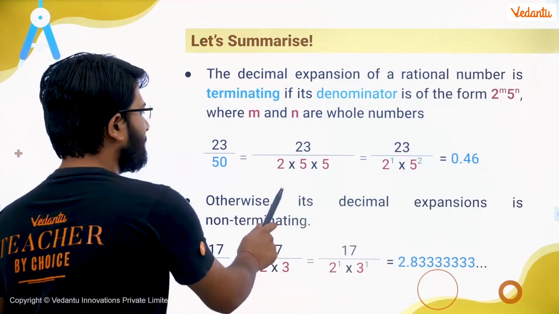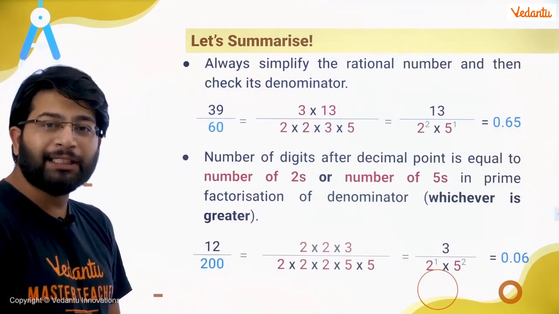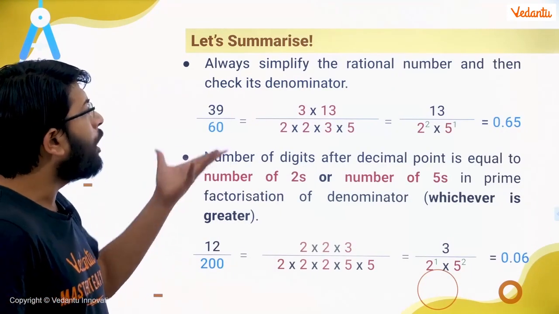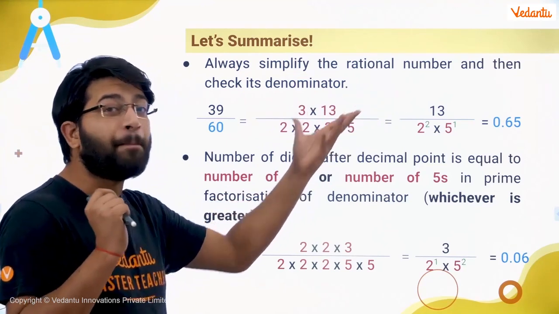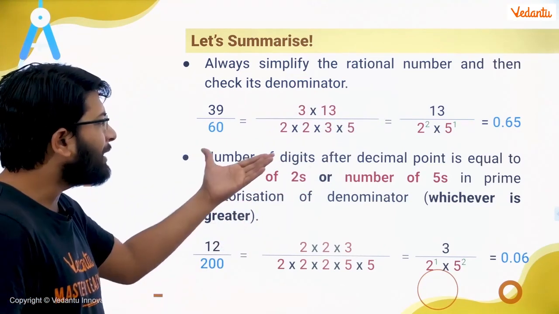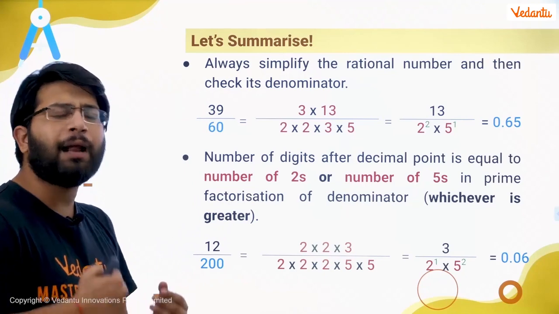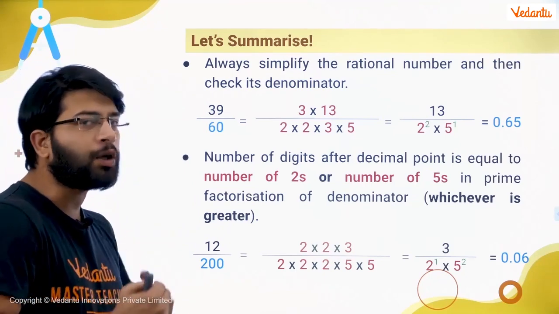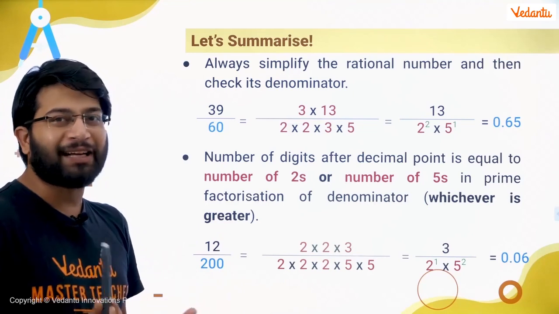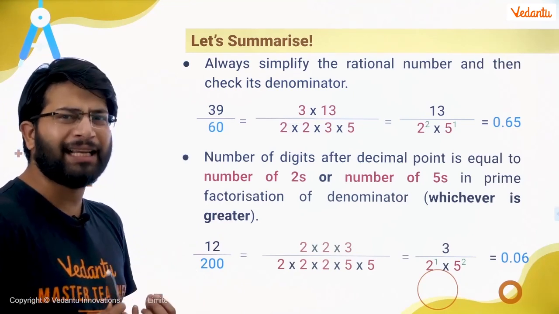Very simple concept. After that, we have seen that you should always simplify the rational number. Again and again we are repeating this very important property. After that, we have seen how to find the number of decimal places. Very simple: the number of 2s or the number of 5s, whichever is the greatest. That's it. I hope it is clear.